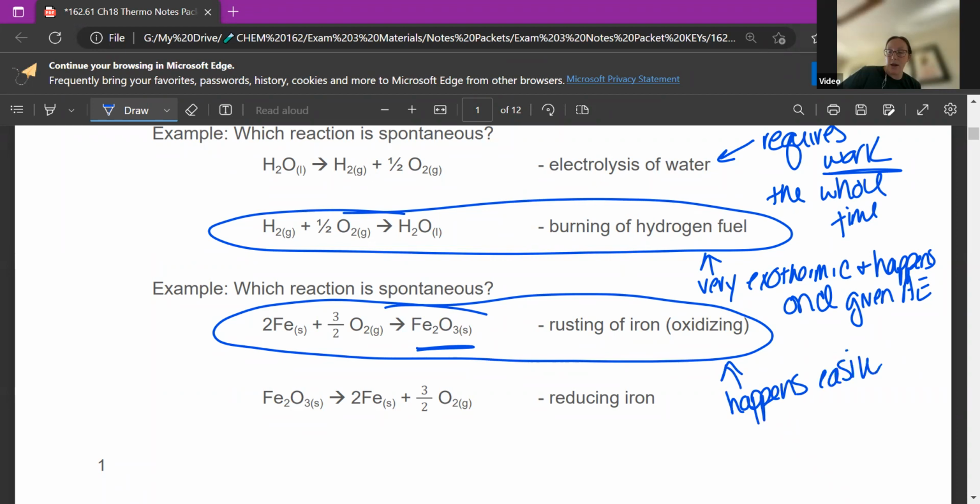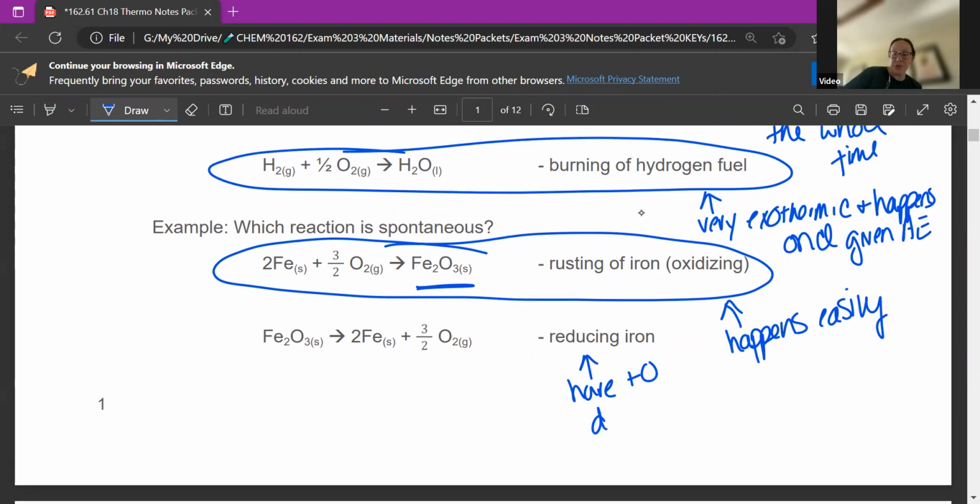Once it's given whatever it needs to react, it happens by itself. The only way to actually get rid of it is to reduce, have to, again, do work. We have to do something, which in this case is electrolysis. And we're going to talk about electrolysis and what that is, how to reduce and oxidize in the next chapter. Okay, so those are some examples of determining whether the forward or the reverse reaction is spontaneous based on reactions we're familiar with.